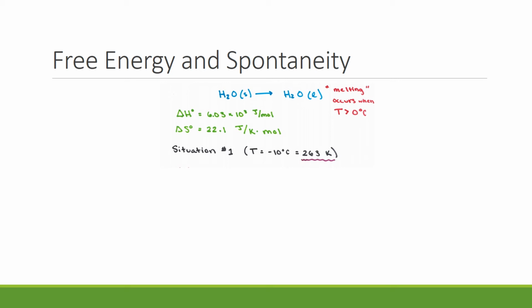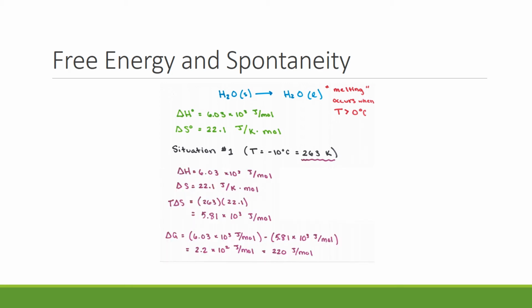Now let's take the first situation. The temperature is negative 10 degrees Celsius, which is equal to 263 Kelvin. Now we know at negative 10 degrees Celsius, water as a solid will not melt into a liquid. So if we calculate all the values that we need to calculate delta G, we'll determine that it's 220 joules per mole, which is a positive number, which means this reaction is non-spontaneous. So therefore, we can see that if delta G is positive, it'll be a non-spontaneous process. And we know that this process is non-spontaneous because water doesn't melt at negative 10 degrees Celsius.